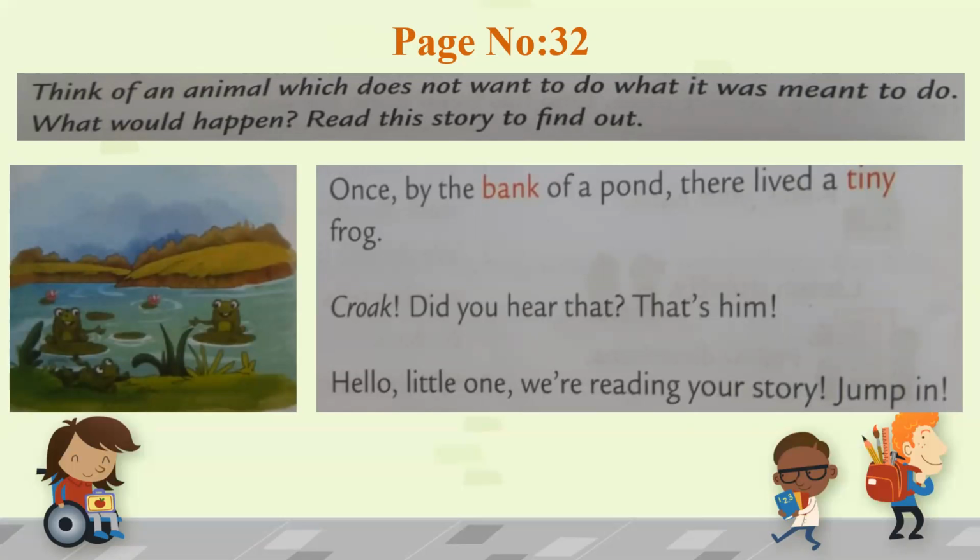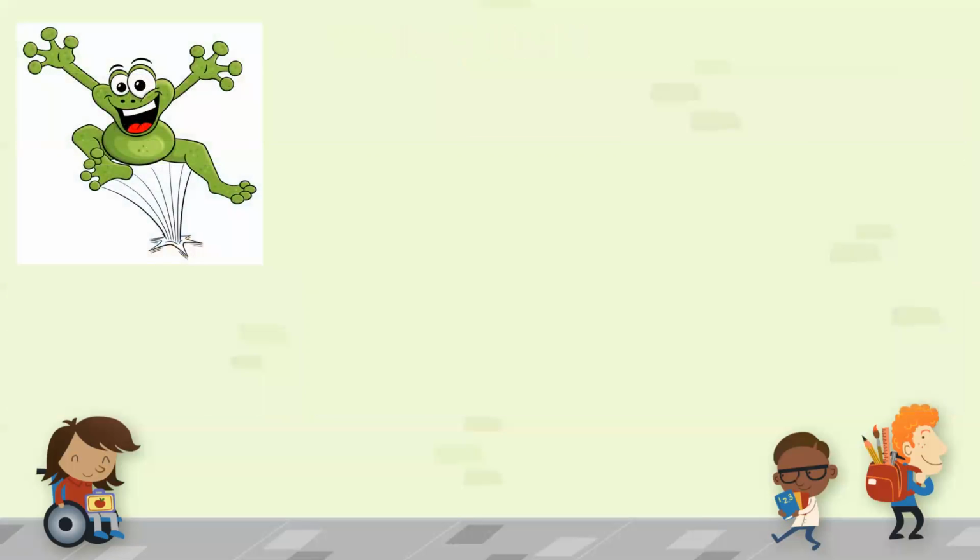So there was a small pond, and by the bank of a pond, there lived a tiny frog, a small little frog. And you know what is the noise made by the frog, my dear little ones? Yes, croak, croak, croak. And as the noise is heard, the author says, oh, hello, little one. We are reading your story. We are reading the story about you. See how beautiful it's jumping?